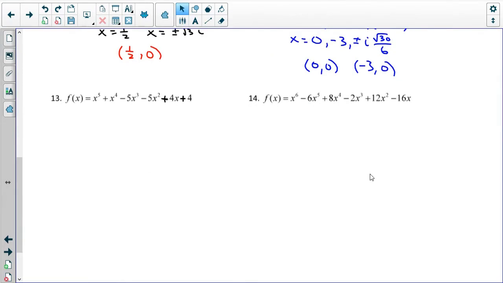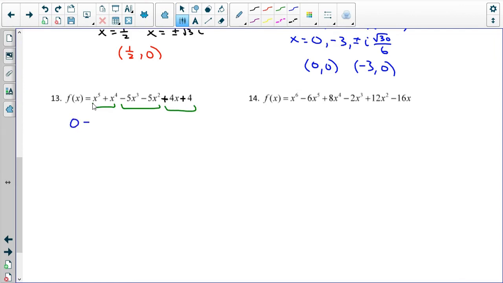The last two problems require you to do a little bit different stuff. So in number 13, I'm going to group these into 3 binomials instead of 2 binomials. Notice that the greatest common factor of the first group is x to the fourth. The greatest common factor of the second group is negative 5x squared. And the greatest common factor of the third group is 4.